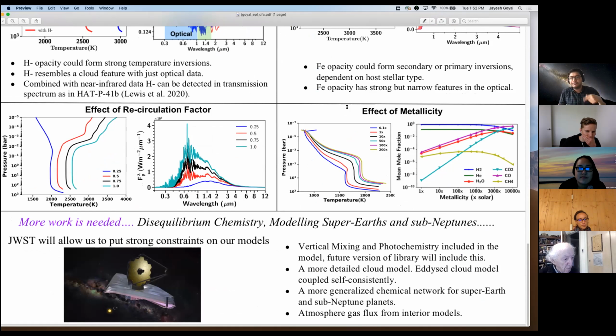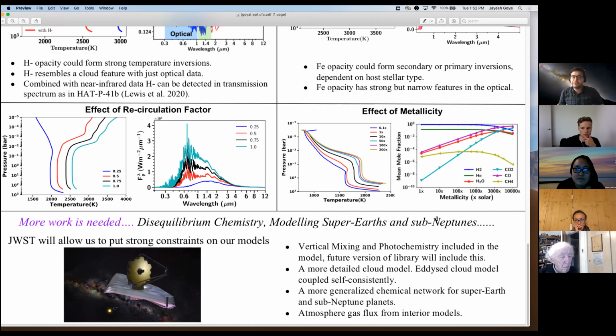Now, in all this work, we started with equilibrium chemistry, but more work is needed in the future to include disequilibrium chemistry effects, especially for colder planets. Currently the planets that we are looking at are hot Jupiters and warm Neptunes because we have observations for them. We don't have many observations for super Earths and sub Neptunes. But as we go to these colder planets, disequilibrium chemistry, which means taking the effects of vertical mixing and the photochemistry due to the host star radiation, all this will become important. So these effects will be included in the next version of the library for colder planets.